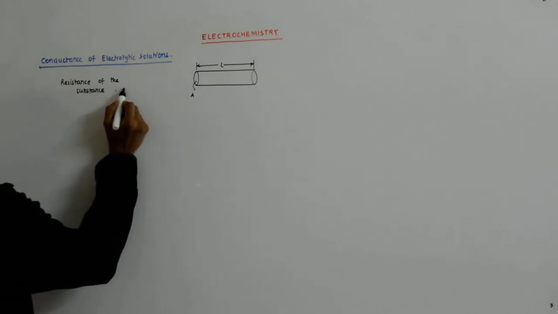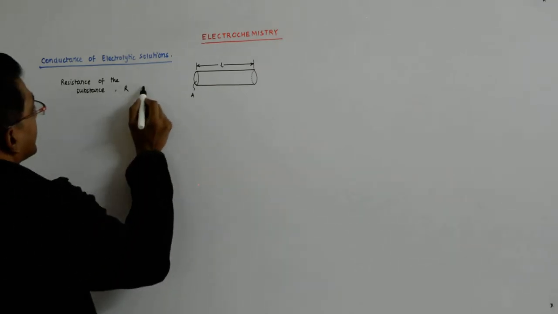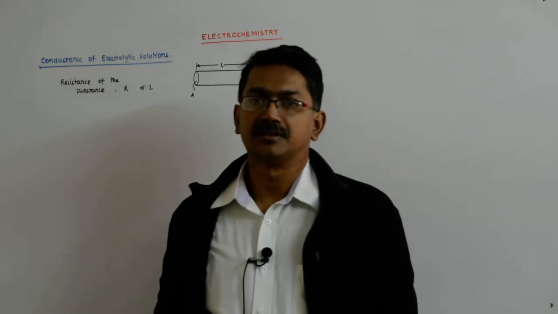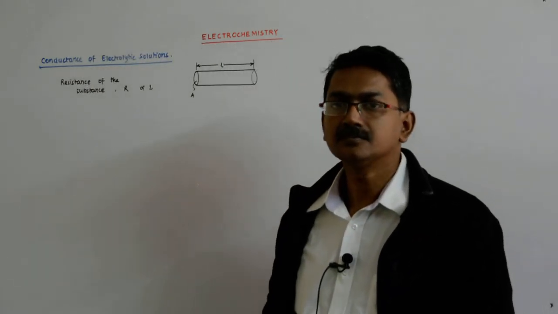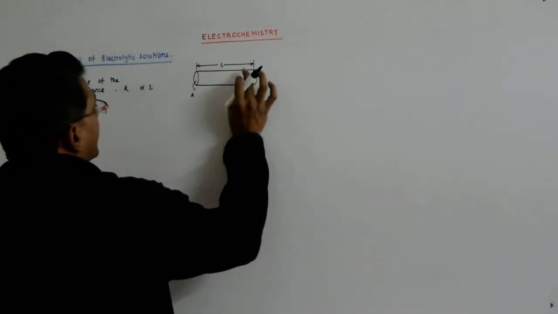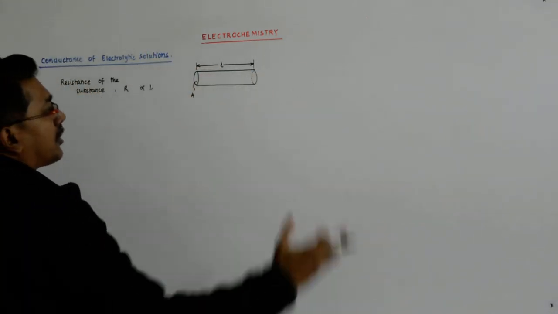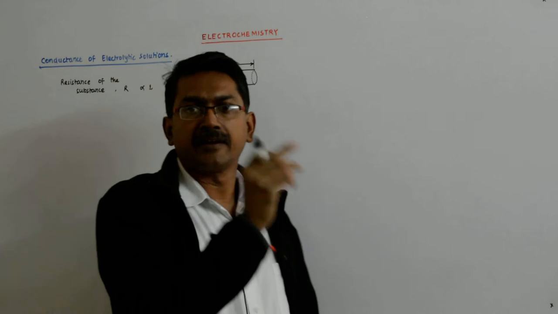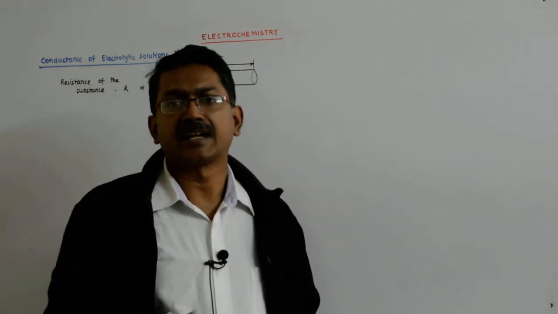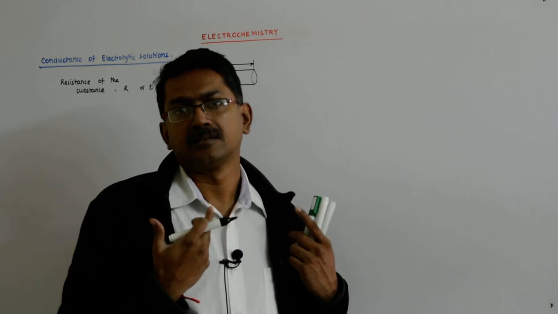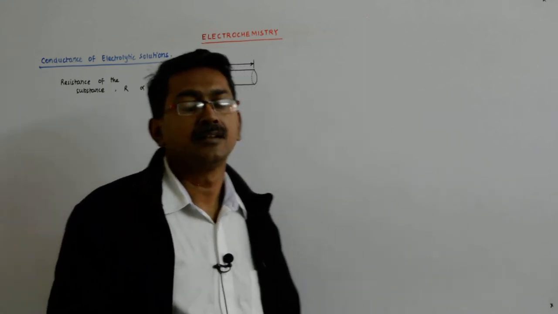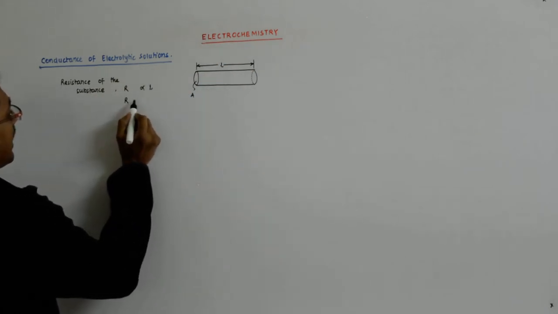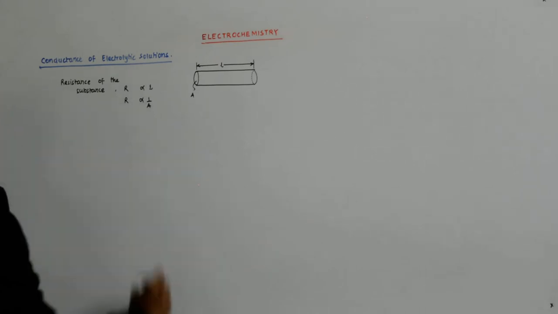which is denoted by R, is directly proportional to the length L of the substance. We have assumed that the area of cross section is uniform throughout. So it is like a cylinder, or maybe a rectangular parallelepiped, where the area of cross section should remain the same at all points. And R is inversely proportional to A.